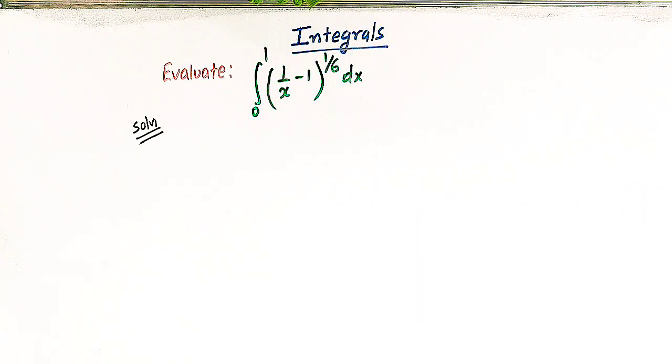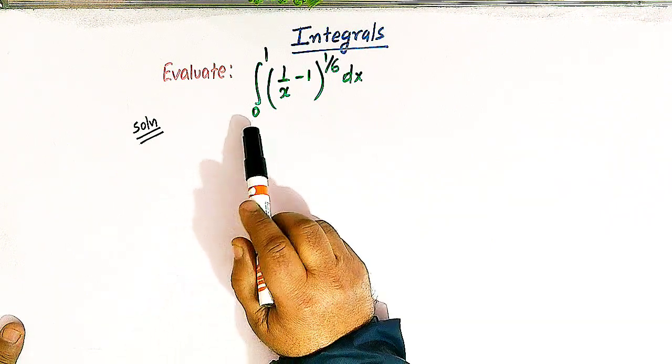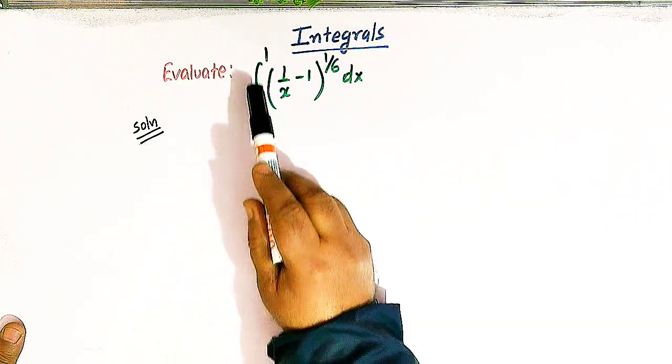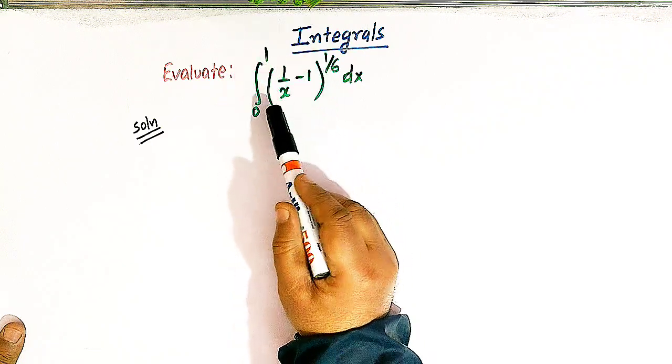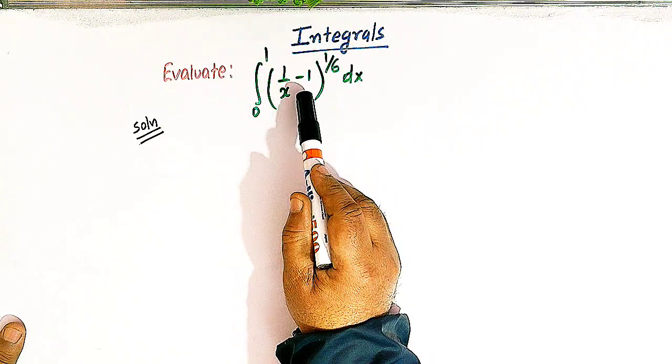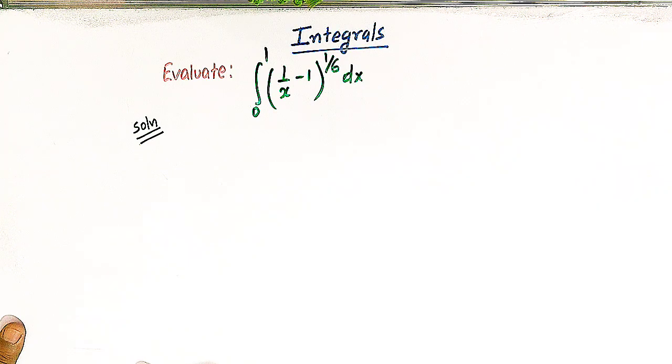Hello, viewers. In today's session, we are going to discuss one very important definite integral using the concept of beta gamma functions. Here we have to evaluate this integral from 0 to 1, and the integrand is 1 over x minus 1 raised to 1 by 6. So here we'll make use of some important results from beta gamma functions. So let us start.